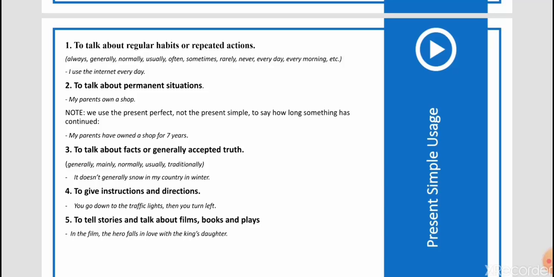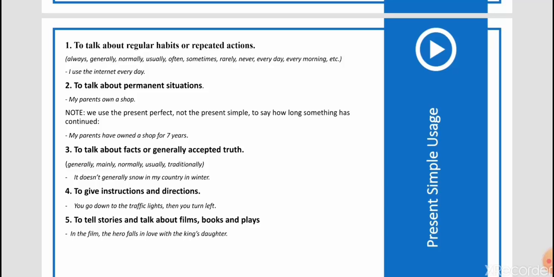For example, I use the internet every day. Case 2, to talk about permanent situations. For example, my parents own a shop. It is a permanent situation. It means my parents owned the shop yesterday, they do own it today, and they will own it tomorrow. So it is a permanent situation.